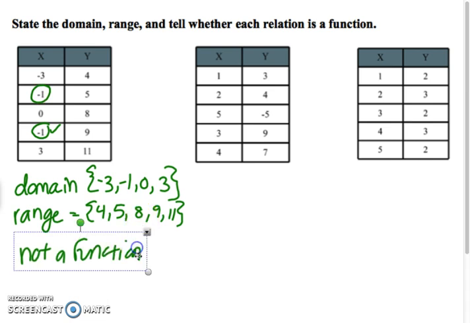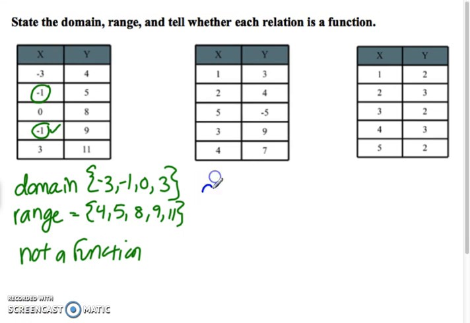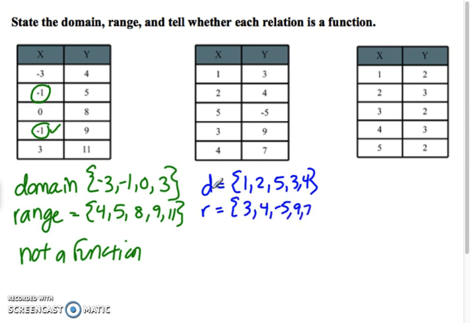So why don't you try the rest of those tables on your own and press pause and let me know if you need any help. For the domain, you should have gotten 1, 2, 5, 3, and 4. For the range, you should have gotten 3, 4, -5, 9, and 7. And that is a function because my x values did not repeat.